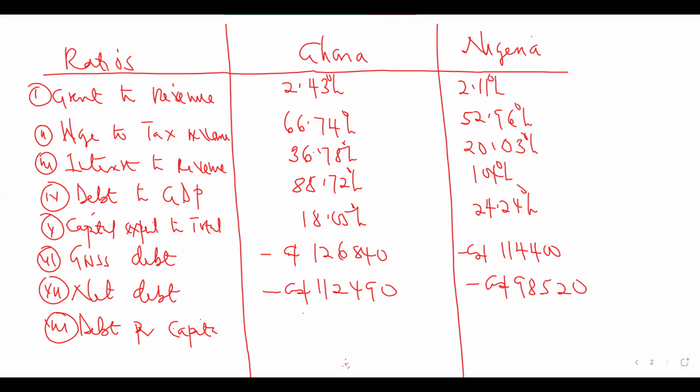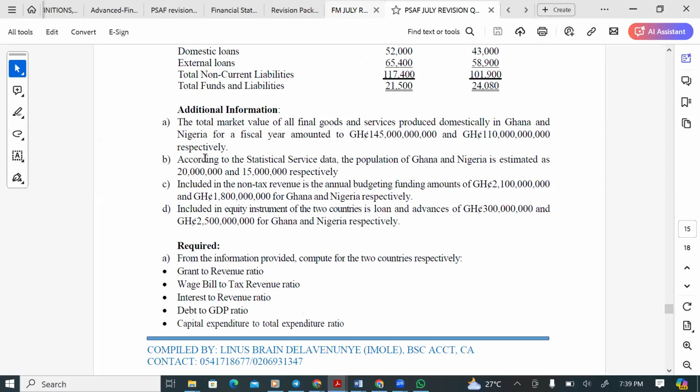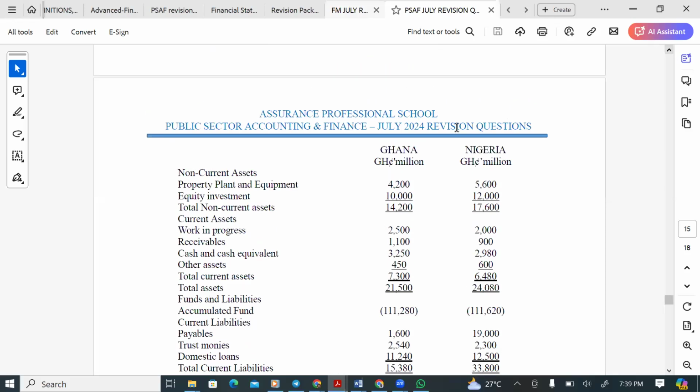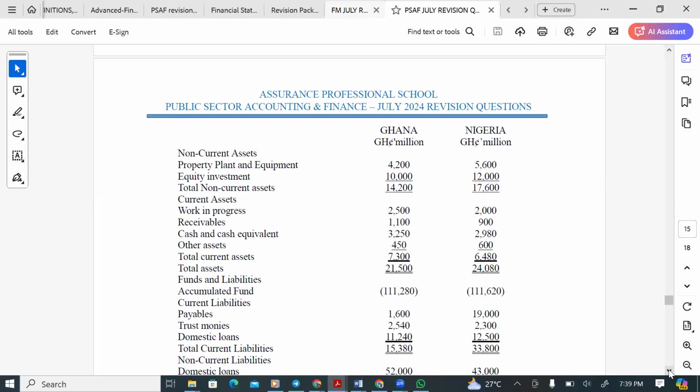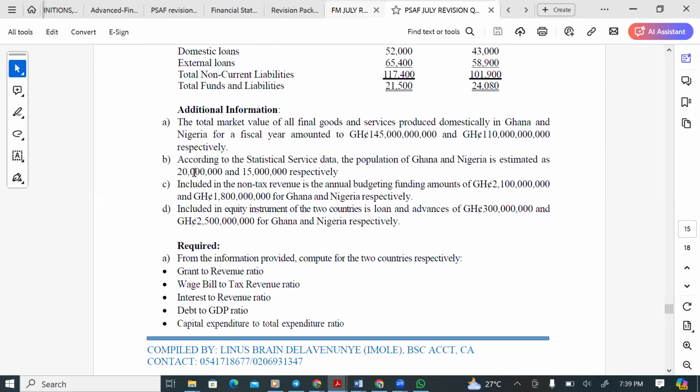Please don't go there and be using your own population that you know. The question will always give you the population. According to the statistical service data, the population of Ghana and Nigeria is estimated as, so this will be 20 million. We are keeping 6 zeros. All these figures are in million, so you always have to pay attention to that. If you have 20 million, it means it will only be divided by 20. I'm getting 6,342 million per every citizen of Ghana. Is that correct?